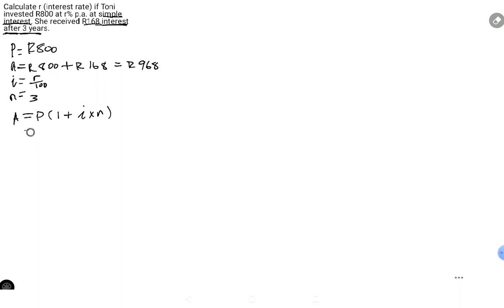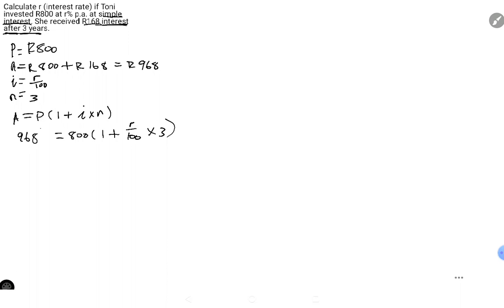And so I'm going to move my equal to signs there because I need a bit of space to work with on the left hand side. Okay, so we've got A, which is 968, P 800, open bracket 1 plus the I, which is the interest rate, times 3. Now let us work with this. Firstly, let me just remove those there. I'm going to fix this here.